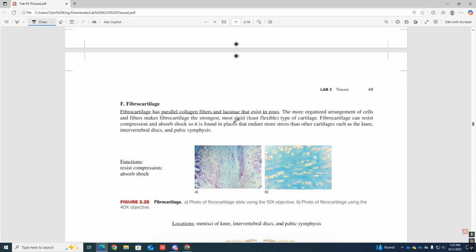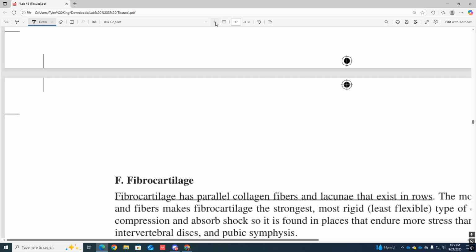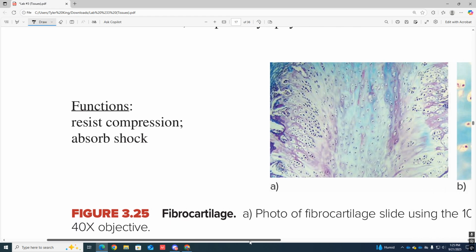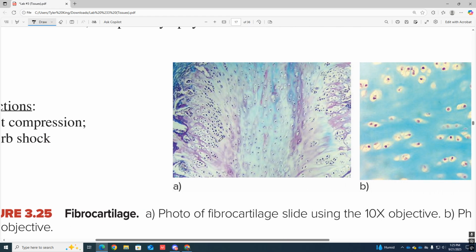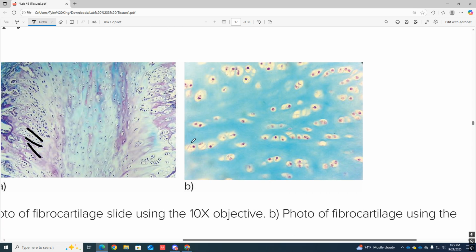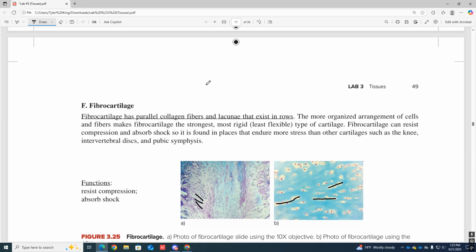So now we have lacunae, but now they exist in rows, as we can see here, okay? Let's zoom in and try to see some of these rows. They're organized as such. Row here, row here. If we scroll over, we can make out the rows here, right? I'm going to go through one here. We see a row there, row here, for example, okay? So what fibrocartilage is, it's parallel collagen fibers that exist in rows.